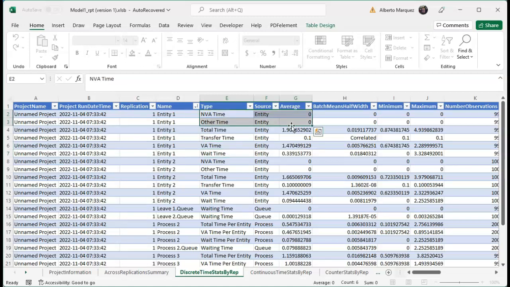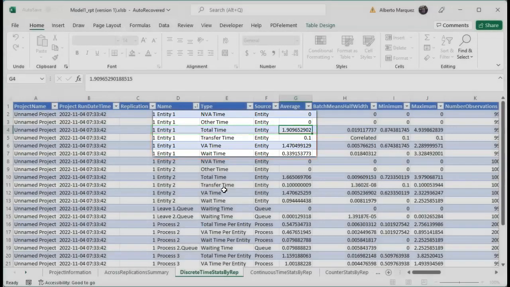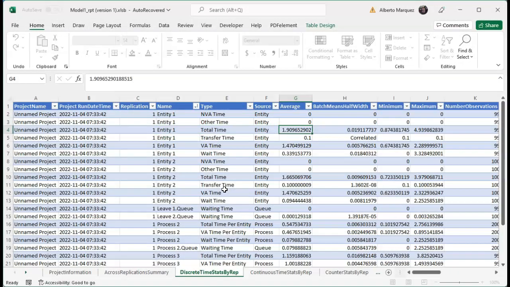So in this particular example, we don't have a non-value added or other time for entity 1. If you add the times for value added, waiting time, and transfer time, these are averages, well, the total average would be the number that you see here. So that is the way that this works. We have the same rows for entity 2, right?